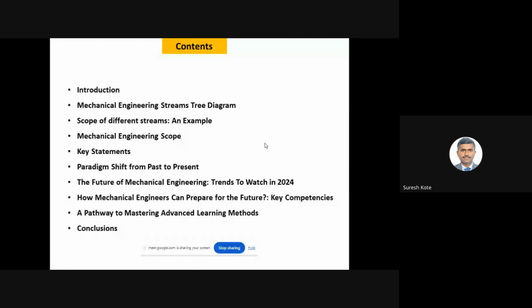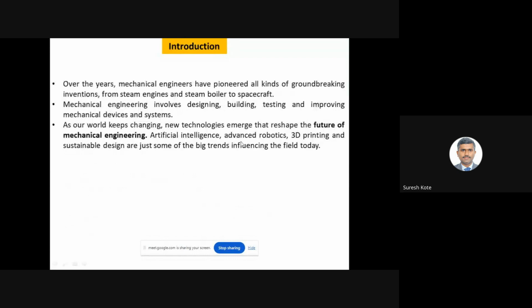Next, paradigm shift from past to present. Next is the future of mechanical engineering, trends to watch in 2024. How mechanical engineering can prepare for the future. Some key competencies students should have. Next, a pathway to mastering advanced learning methods. Finally, it is the conclusion. So introduction. I am just repeating those things.